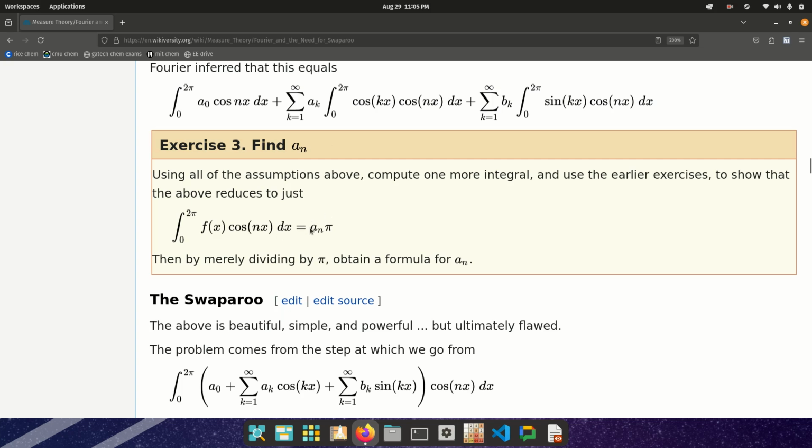And so now, if you go ahead and compute this integral using the Fourier expansion, you should find that a sub n times pi is the result of this integral. And then if you solve for a sub n, you get the formula for the nth coefficient.